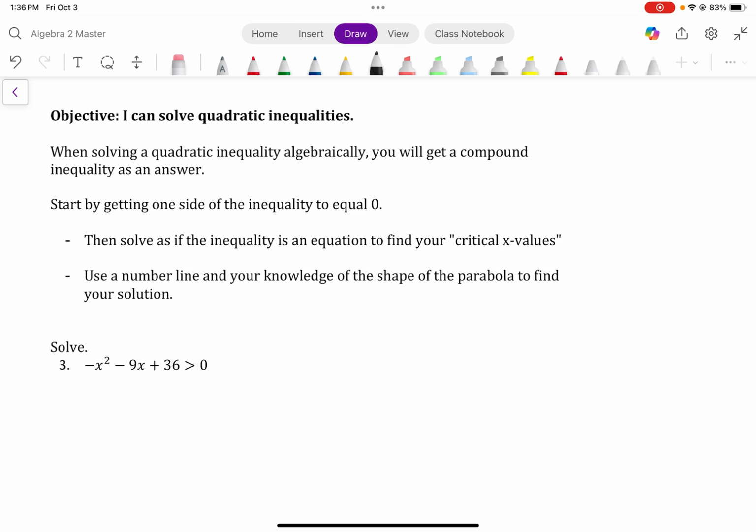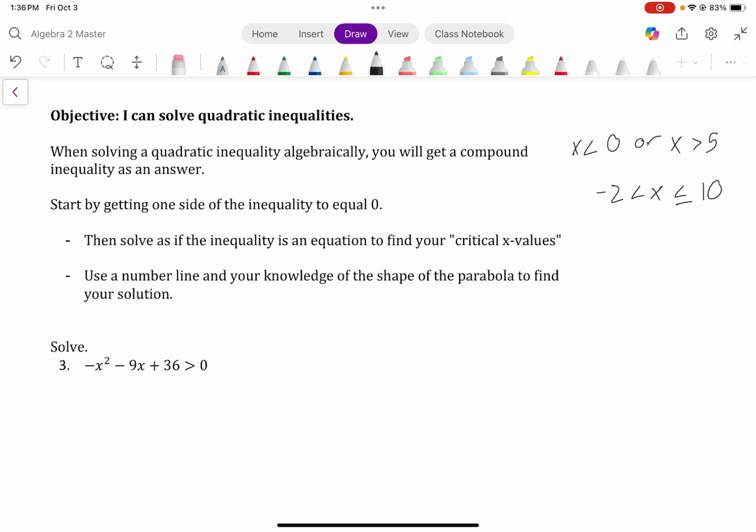If you remember, a compound inequality is something like x is less than 0 or x is greater than 5. That's one compound inequality. A different one would be -2 is less than x is less than or equal to 10. Those are the different types of compound inequalities. You either have an or in the middle or you have the x in the middle.